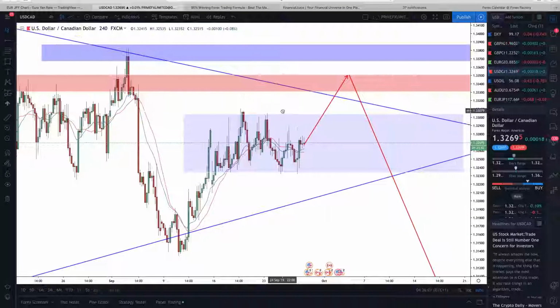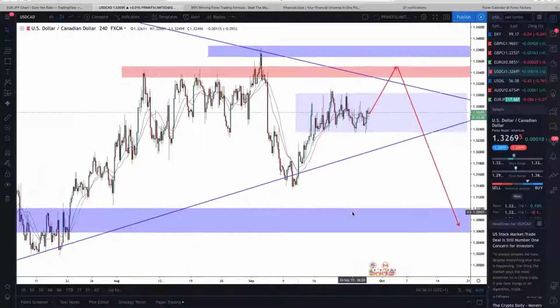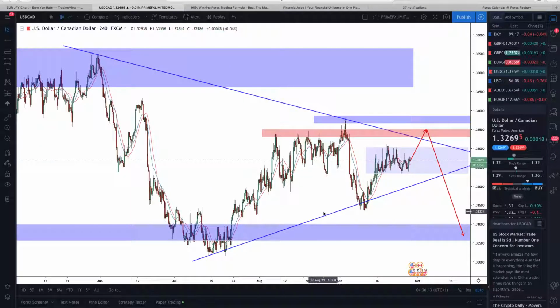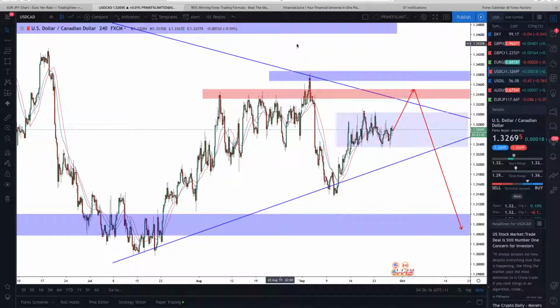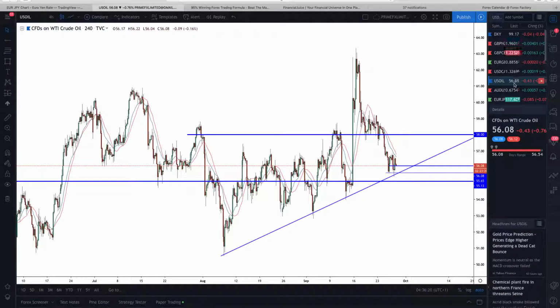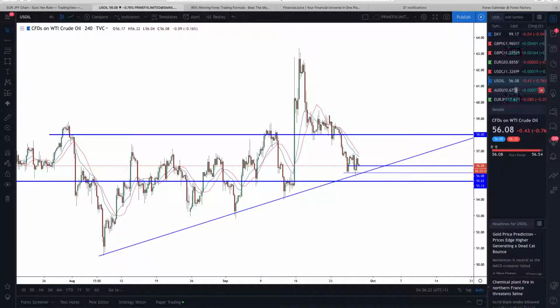I'm explaining it to you already in advance that Canadian dollar is going to fake out before making that move because it's in this triangular formation. I have said to you so many times in the past, whenever you get a triangular formation, you get a fake out before the real move. So keep your eyes on oil and keep your eyes on USD CAD.